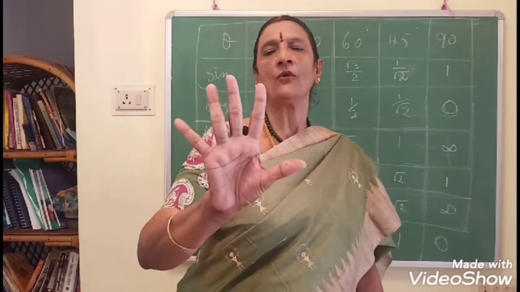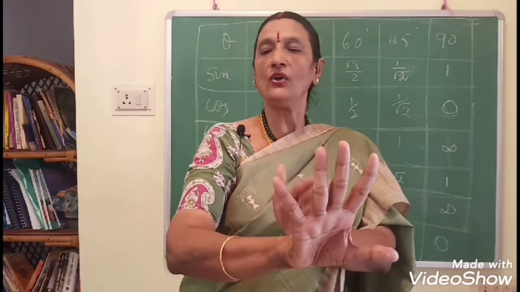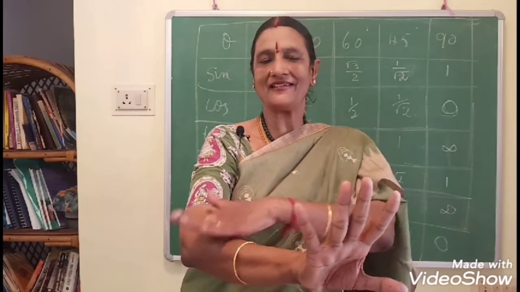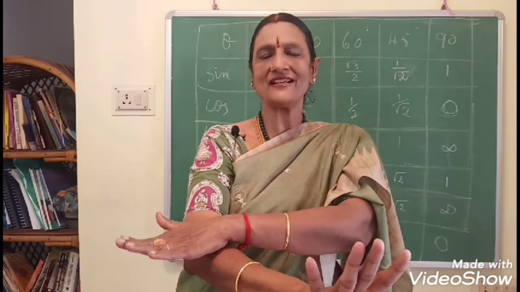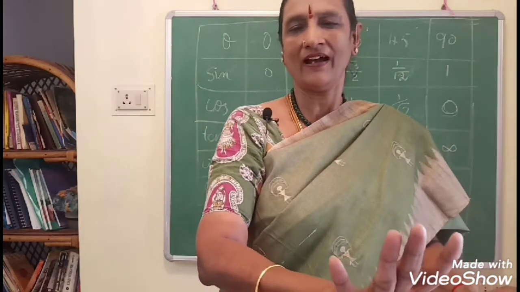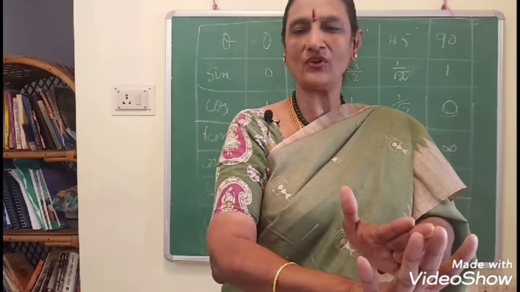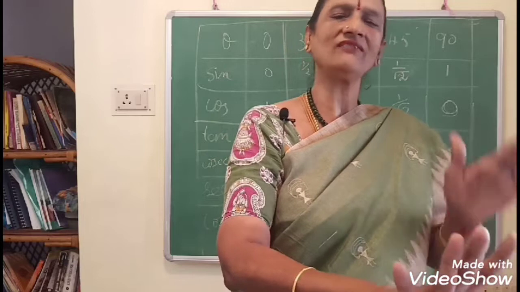Okay. Now, when I say sine, you should look at your right. When I say cos, you have to look at your left. Understood? When I say sine, you should look at your right. When I say cos, you should look at your left.